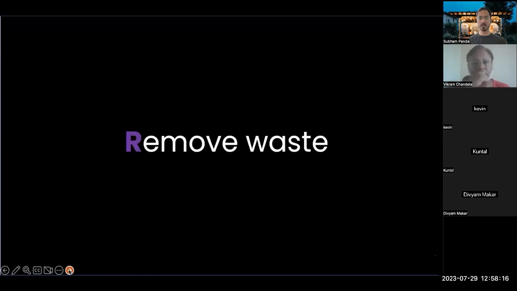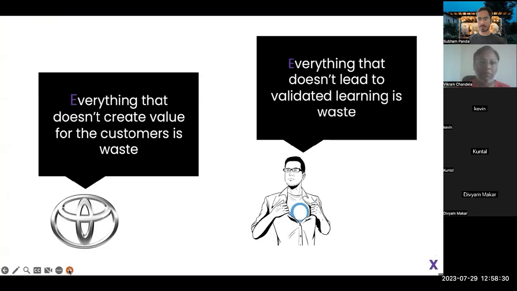When we talked about the definition of lean MVP, we talked about this, right? Removing waste, making it lean or simple. The inception of lean MVP comes from Toyota with a hypothesis that everything that doesn't create value for the customer is waste. With that note, Eric Ries, who is the founder of this lean startup movement altogether, came up with the hypothesis that everything that doesn't lead to validated learning is waste.